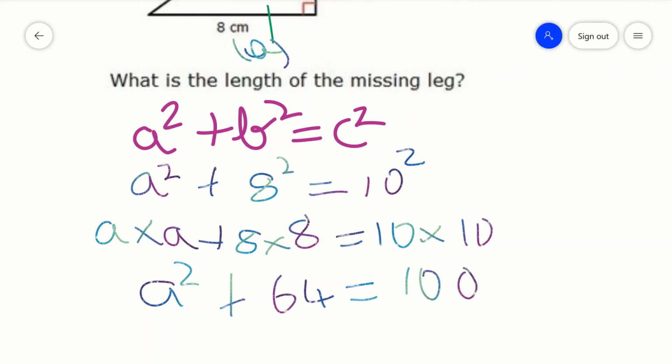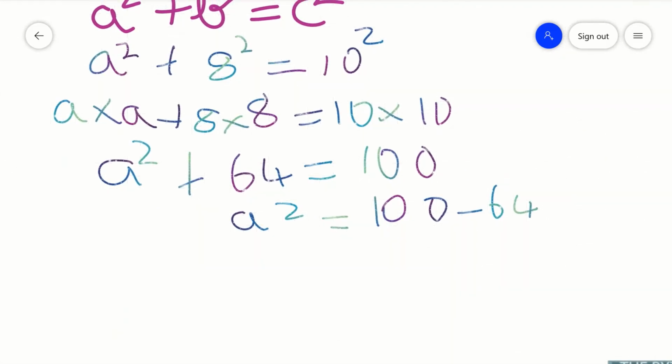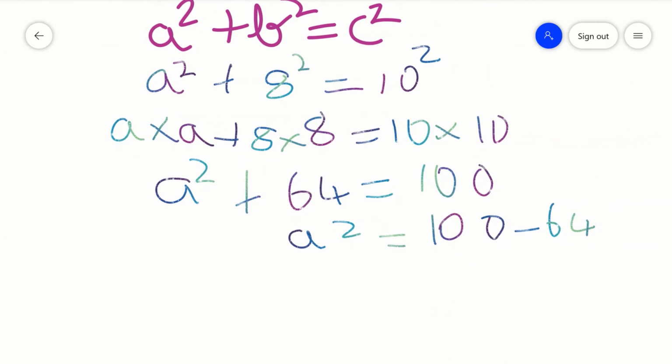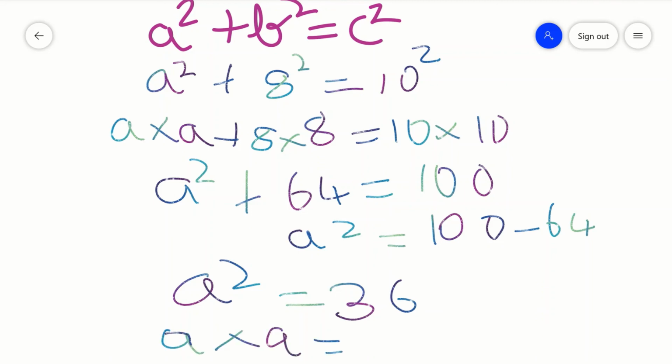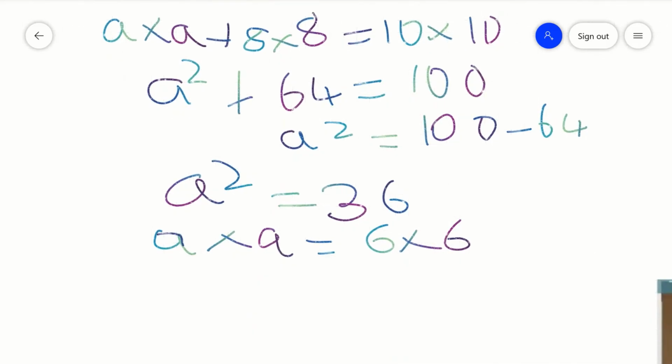So how do you take this to that side? So a square is equal to 100 minus 64. It's a type of linear equation. So a square is equal to 100 minus 64, which is 36. So a into a is equal to 6 into 6. So a is equal to 6 centimeters.